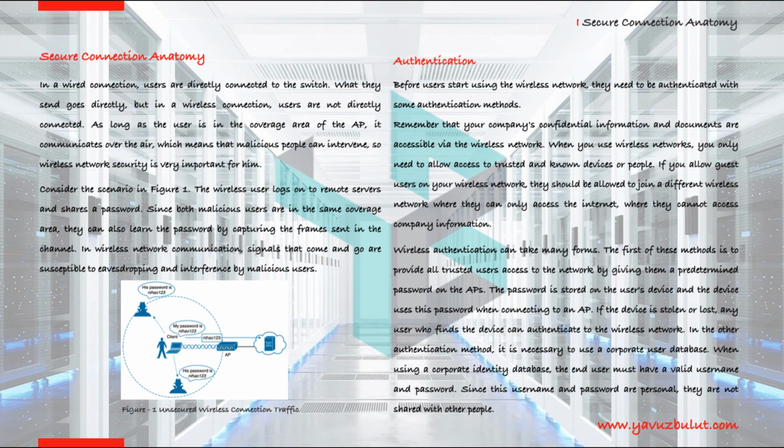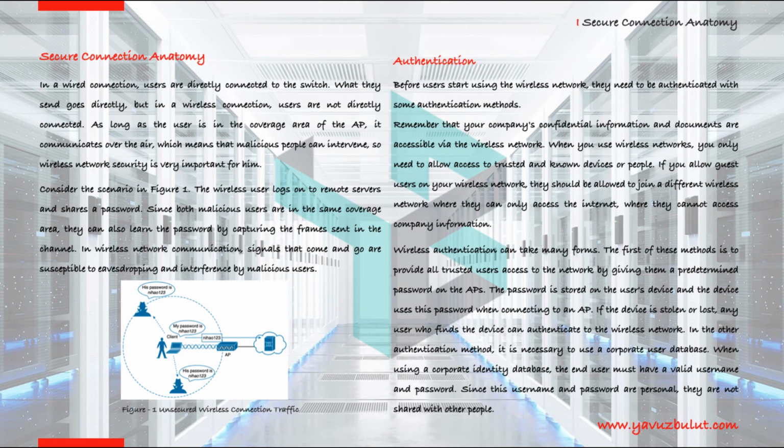If we consider the scenario in the figure here, the wireless network user logs onto remote servers and shares a password, and since the malicious actors are in the user's range, they can learn the passwords by intercepting the frames sent in the channel. In wireless network communication, signals coming and going are open to being listened to and intercepted by malicious users, so we must use authentication, privacy and integrity methods on our network.